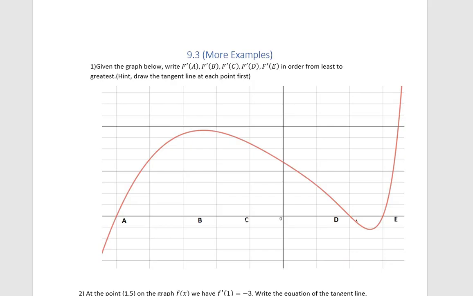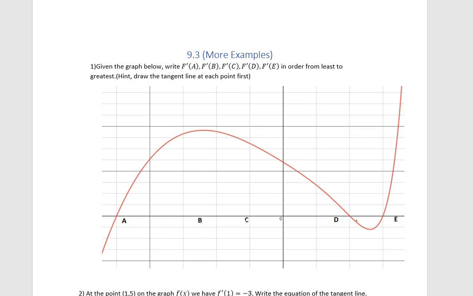Alright, so this is section 9.3 and we're looking at more examples. What we're going to look at is finding the derivative when you're given a graph. We're given the graph below, and this is a graph of original function f, and what we want to do is write f prime of a, f prime of b, f prime of c, f prime of d, and f prime of e in order from least to greatest.